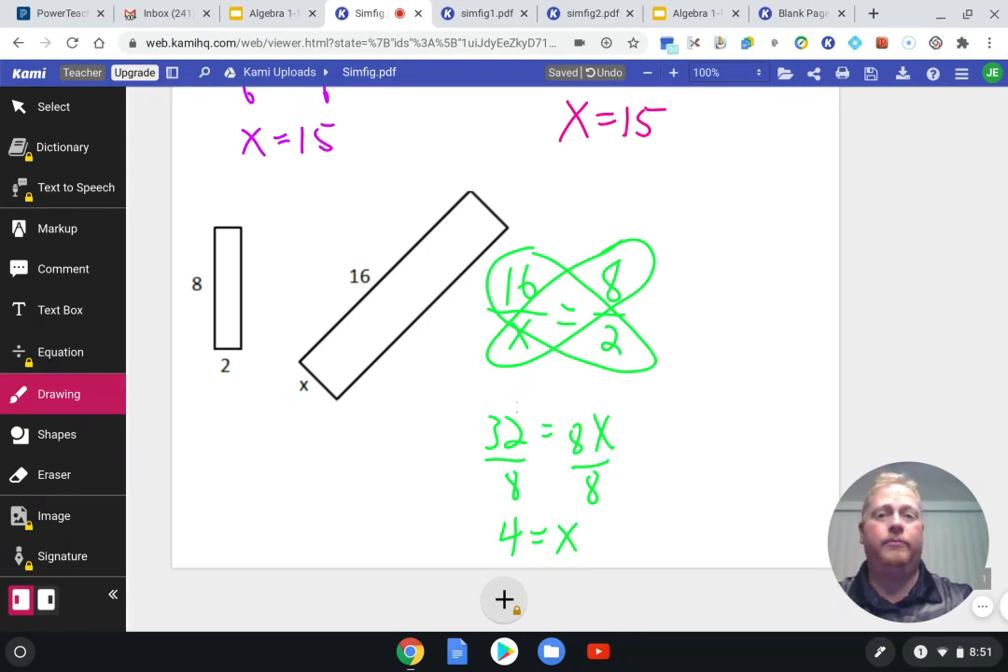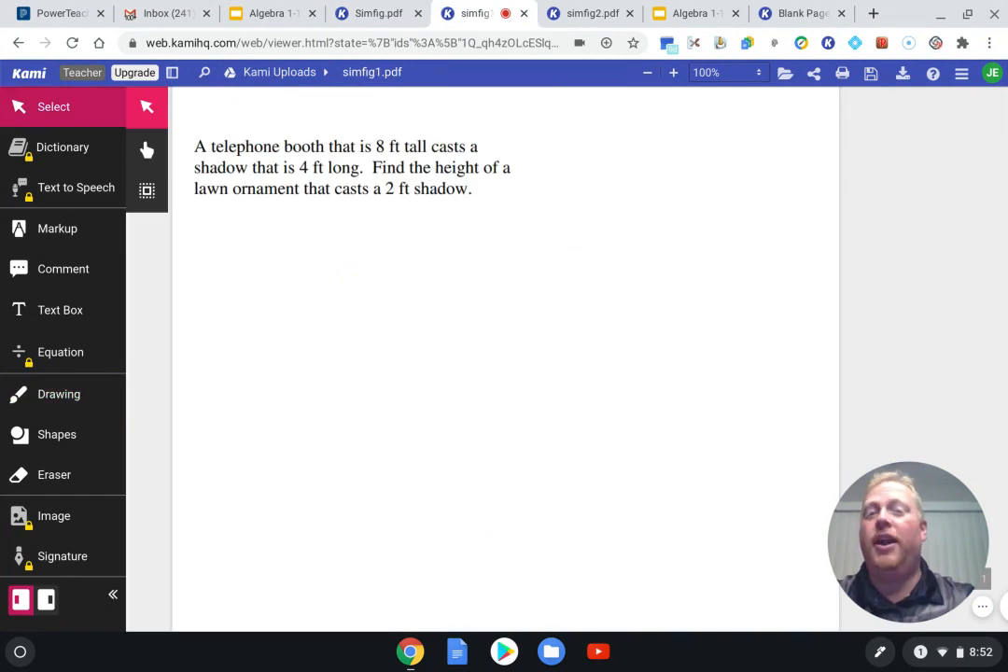All right, so let's try this same idea, but instead of geometric figures, let's go ahead and try to do it with some story problems that involve finding the heights of objects by using shadows. So it says a telephone booth that is 8 feet tall casts a shadow that is 4 foot long. Find the height of a lawn ornament that casts a 2-foot shadow. So what I'm going to do is, I'm a visual guy. I'm going to draw a picture here.